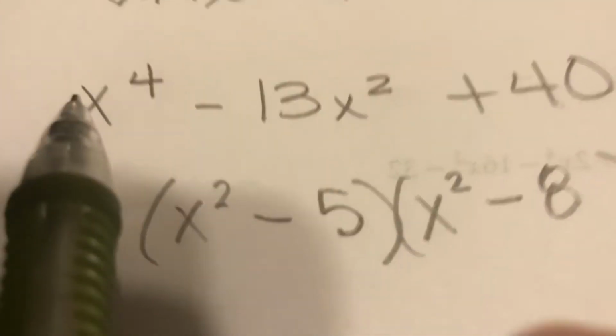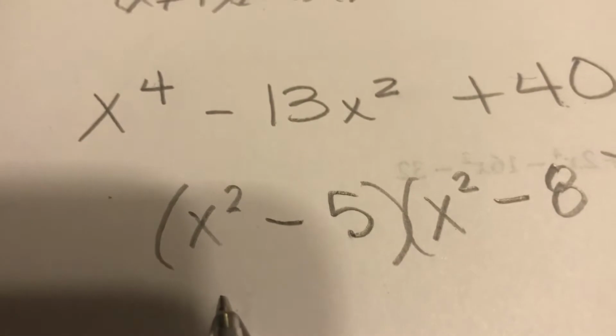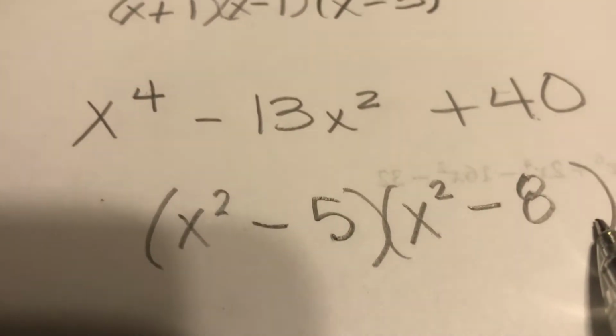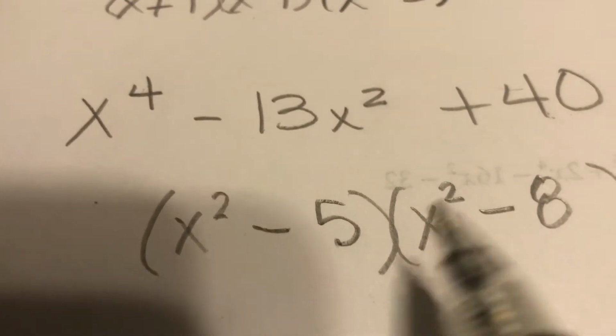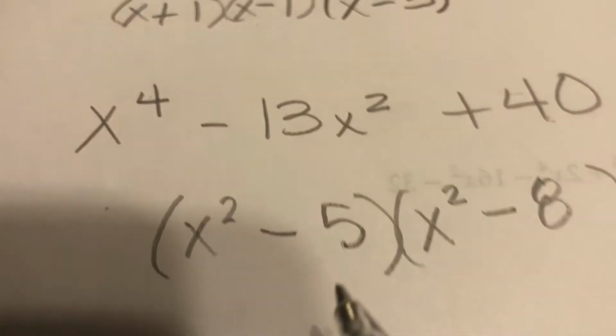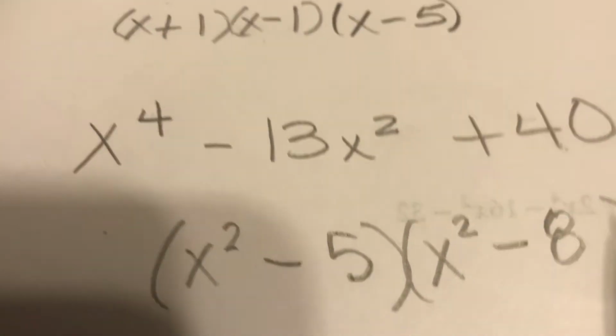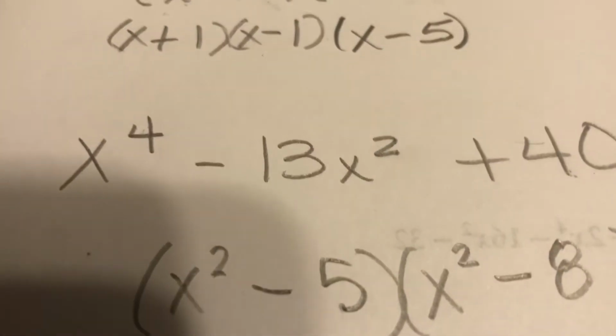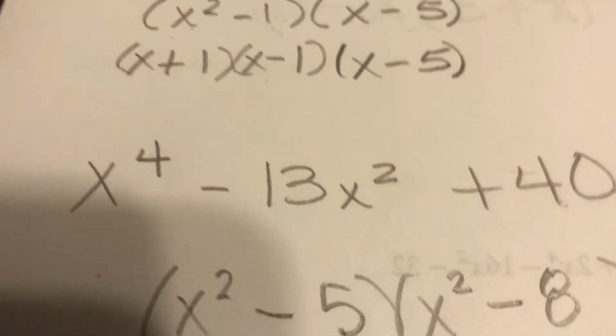X squared times x squared would give you x to the 4th. X squared times negative 8 is negative 8x squared. Minus 5x squared would give you negative 13x squared. Negative 5 times negative 8 is positive 40, so that works out. Okay?